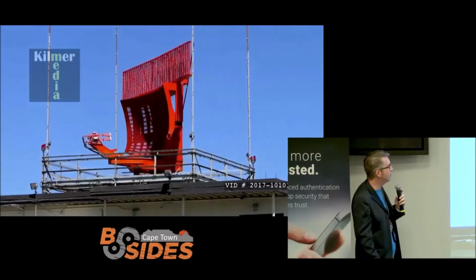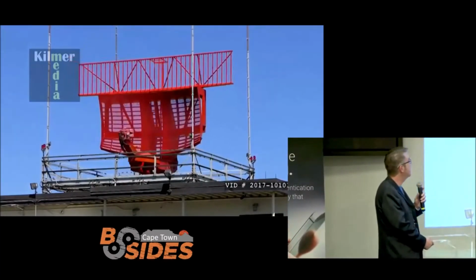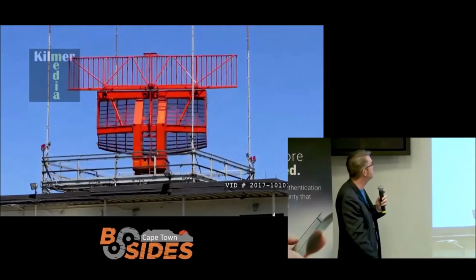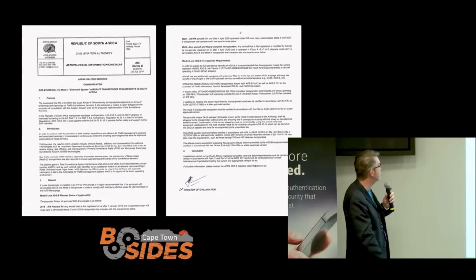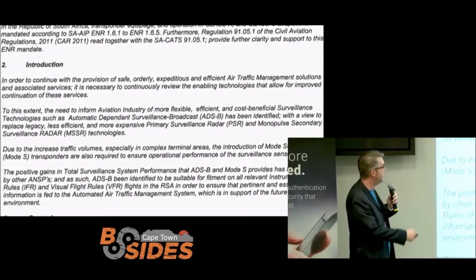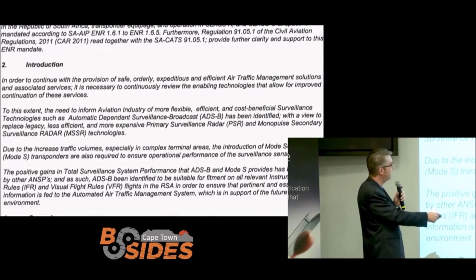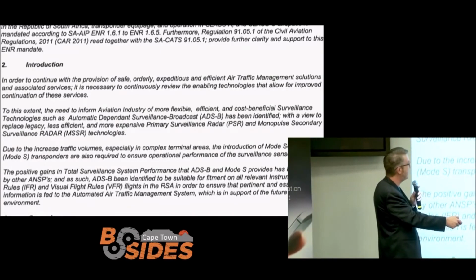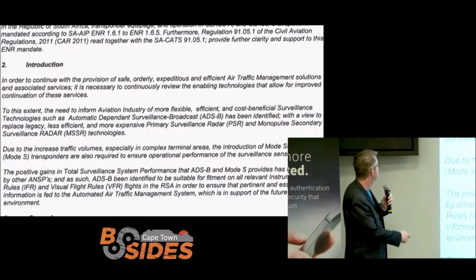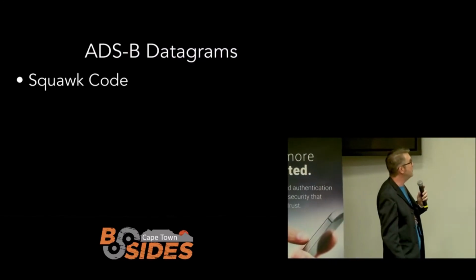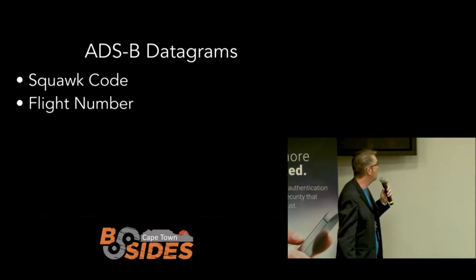And this is normally and traditionally done through what they call primary and secondary surveillance radar, which are these dish things that are normally hidden in big domes at the airports that we normally visit. But in South Africa, our Civil Aviation Authority is very much pushing for the implementation of ADS-B to, as they say, replace legacy, less effective and more expensive primary surveillance radar and monopole secondary surveillance radar.